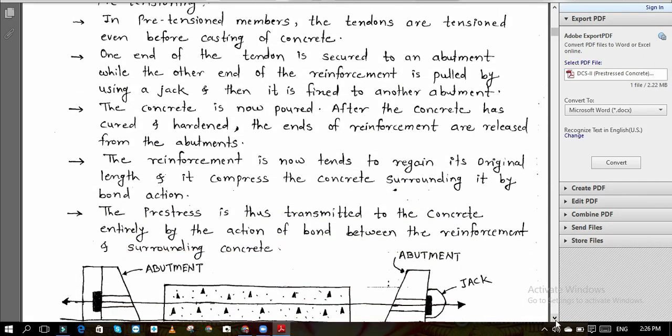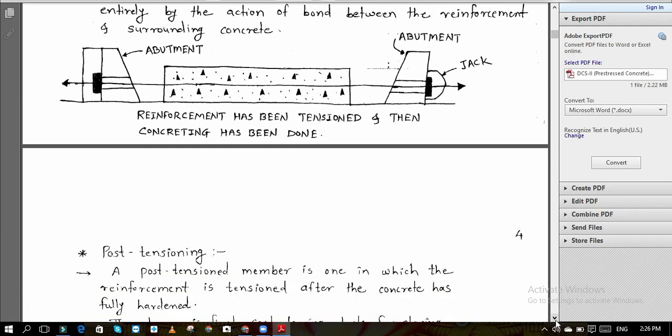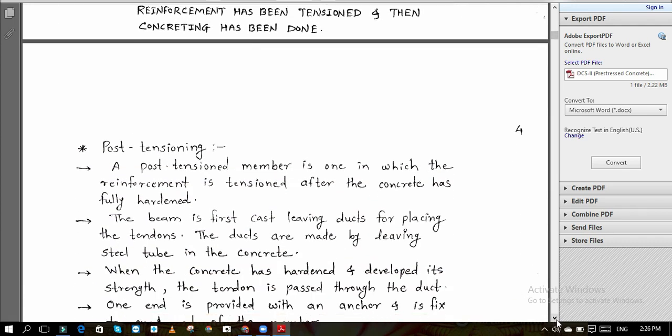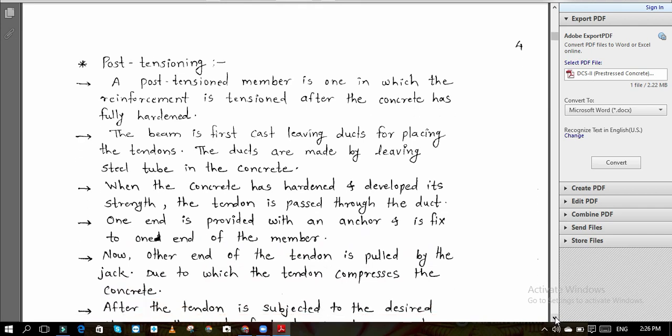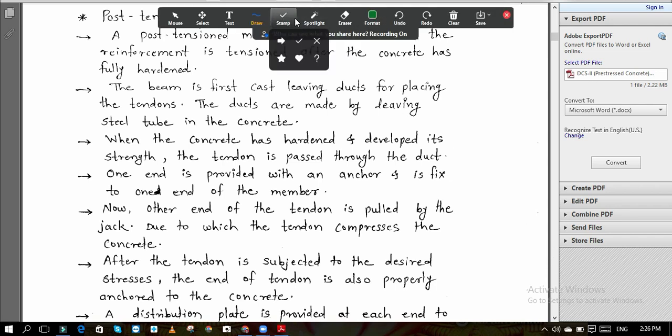Okay, so this is the diagram. This point is over now, pre-tension. Now second, this is the post-tensioning. Okay, same thing is there. See what is the difference. We will see over here.